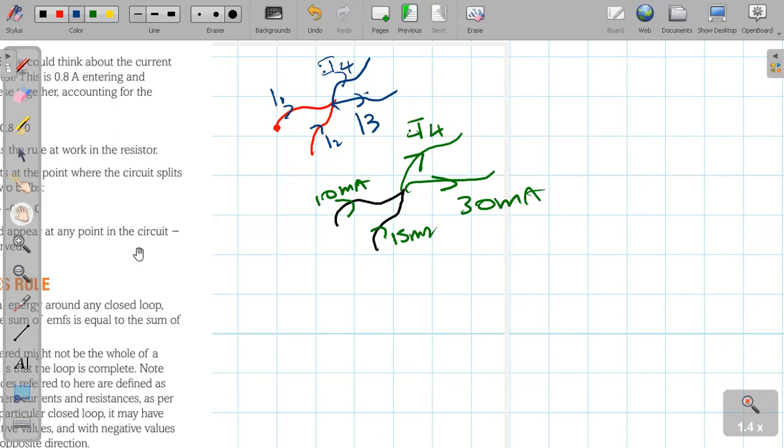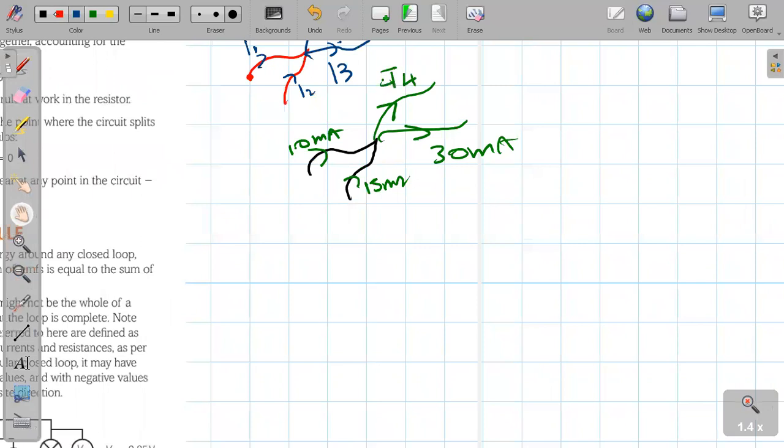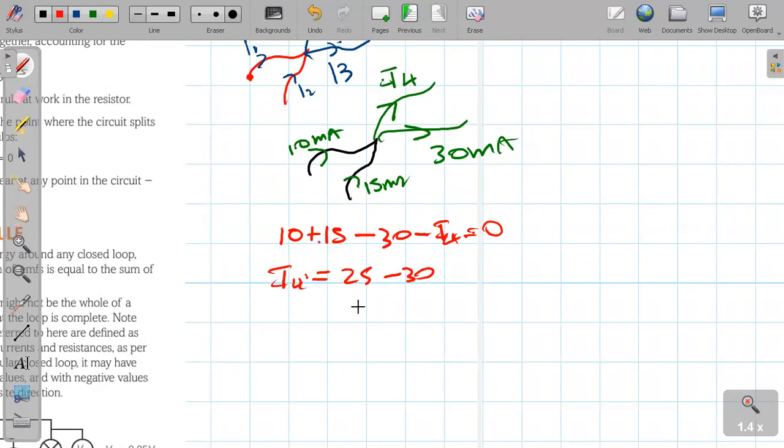What does it suggest then? So I can add it like 10, minus 15, plus 50, and minus 30, minus I4 equals 0. This is how you write it. The algebraic sum should be 0. So I4 should be what? 25 minus 30. That means your answer becomes minus 5 milliamp.